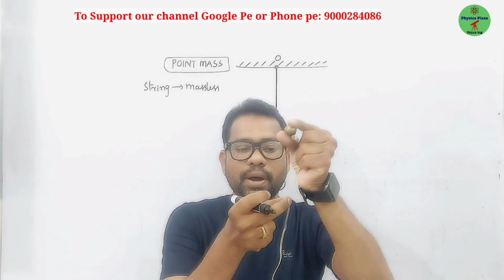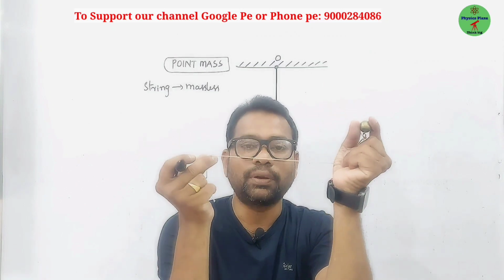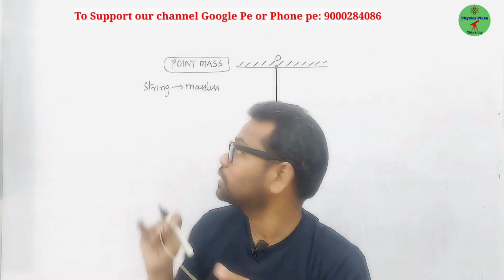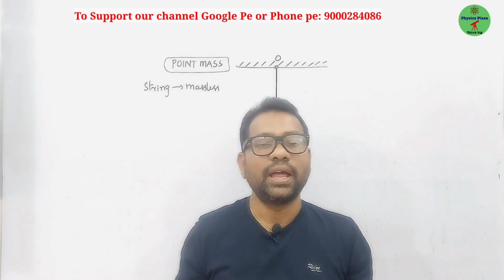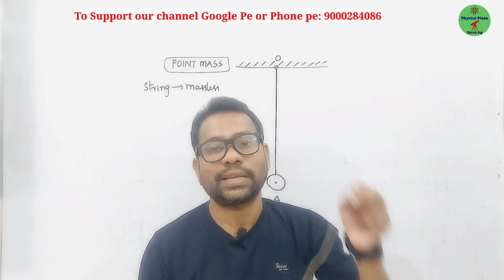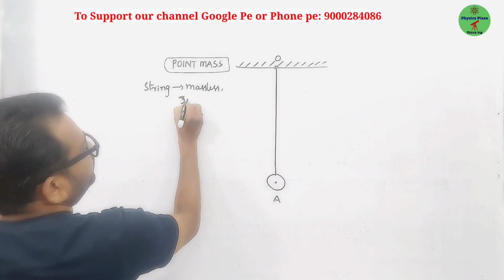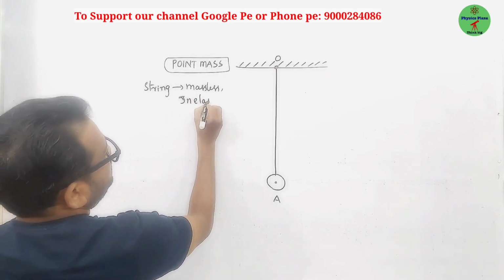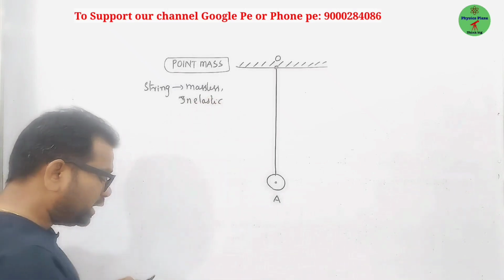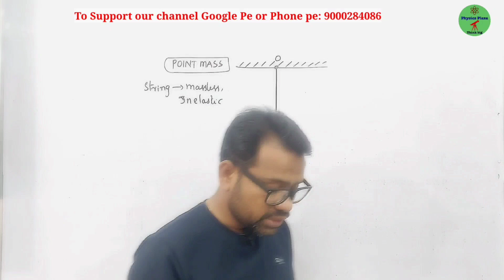Compared with the bob, the mass of the string should be negligible. Such a mass we can call massless. And it should be inelastic. Why should it be inelastic, dear children?